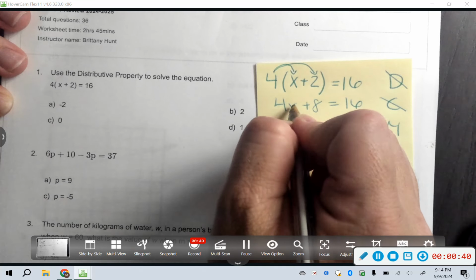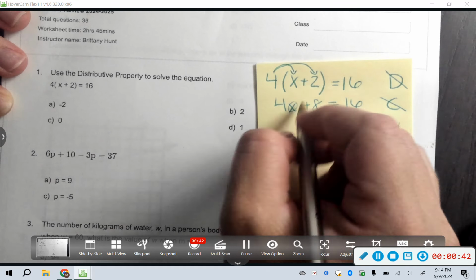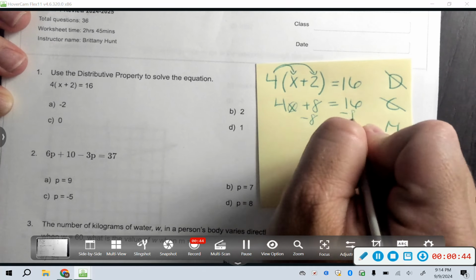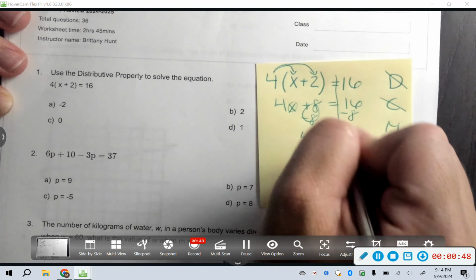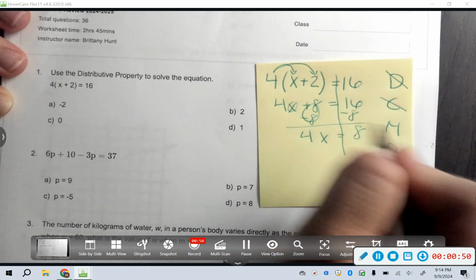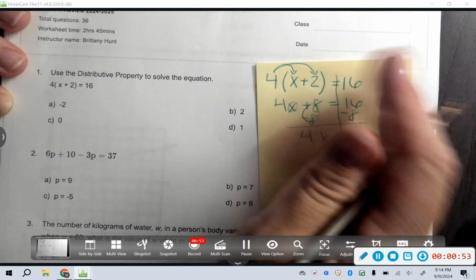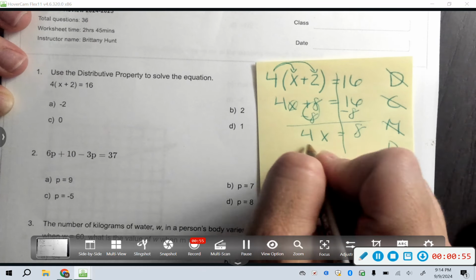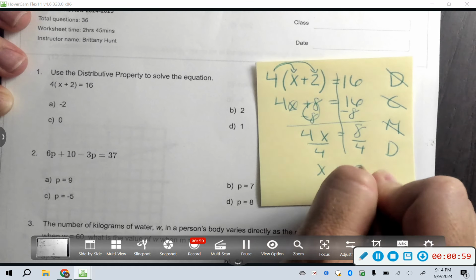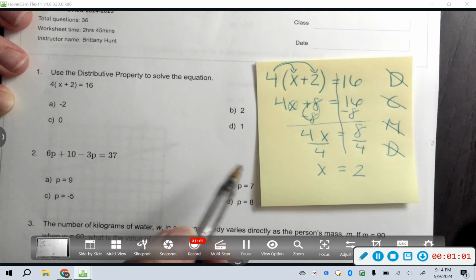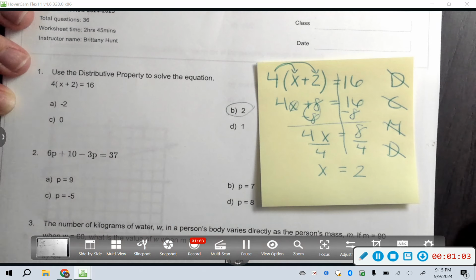I have to move whatever doesn't have the letter. So I have my x. I'm going to do minus 8, and I get 4x equals 8. Now I'm done moving, and I have to divide. So divide both sides by 4. I get x equals 2. So I know that B is my answer.